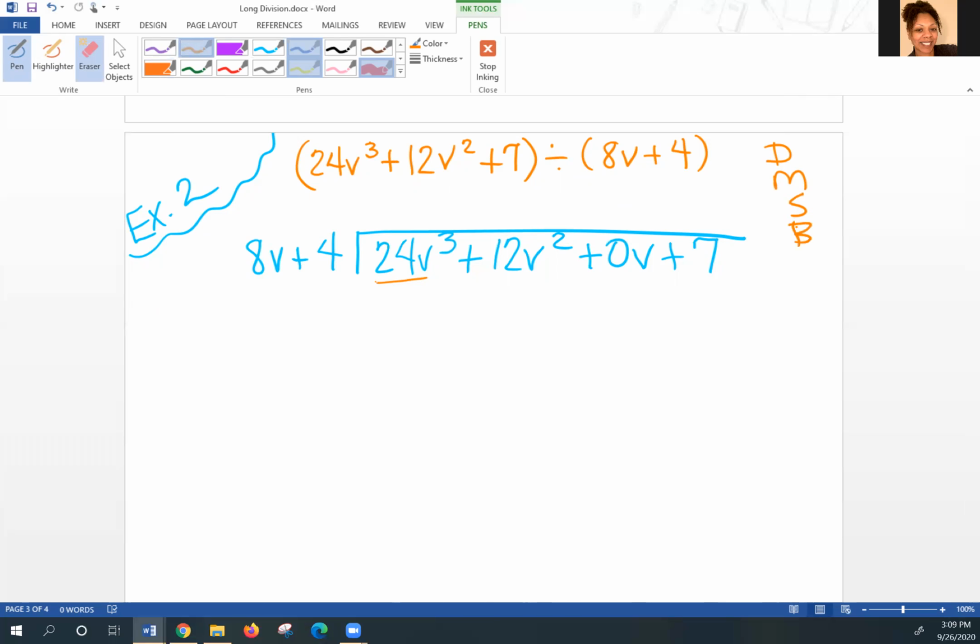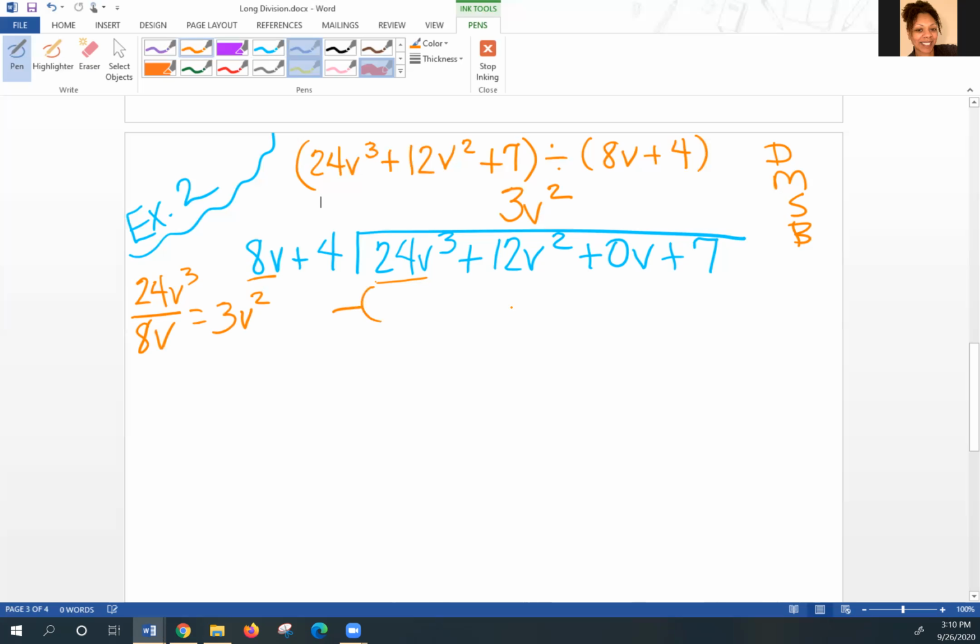So what I'm going to do is take that first term, 24v cubed, and divide it by the first term of my divisor, 8v, which is 24 divided by 8, 3, and v cubed divided by v is v squared. So this goes on top, and I align it with the exponent. So 3v squared. You don't have to do it that way. Some people start here. That's fine. It's up to you.